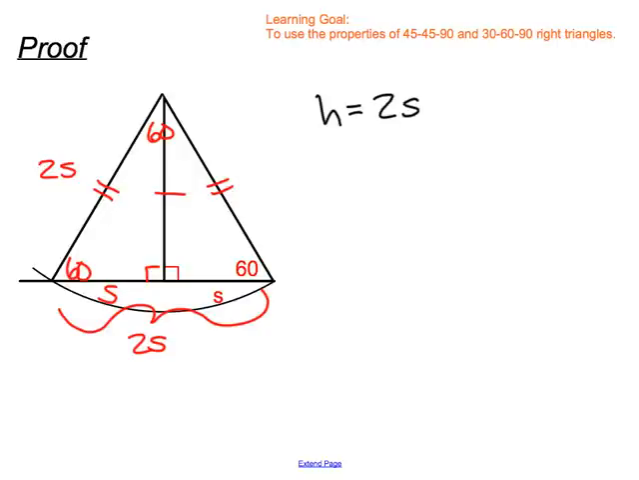To show the length of the longer leg, I'm going to use the Pythagorean theorem. So here, I know that the shorter leg squared plus the length of the longer leg squared has to measure the length of the hypotenuse squared.